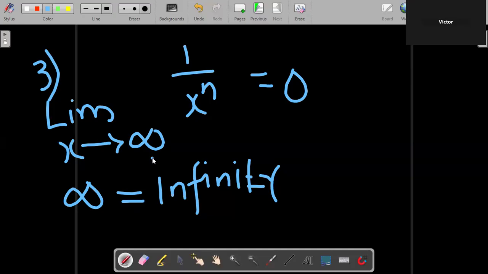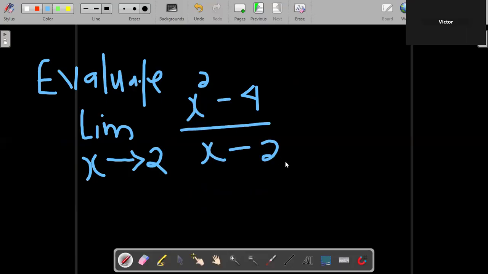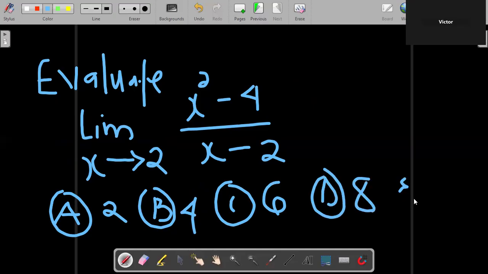I'm done. Okay. So look at this question. Evaluate lim x tends to 2 of x squared minus 4 over x minus 2. We have options. Option A is 2, option B is 4, option C is 6, option D is 8, option E is 10. So write it.